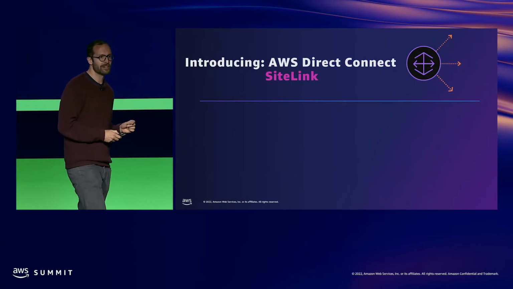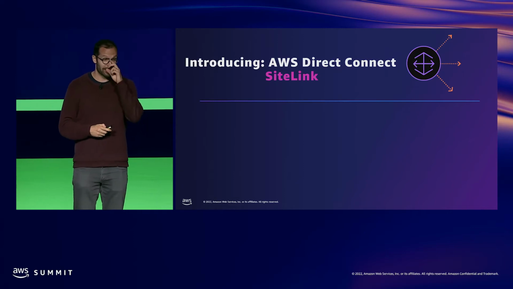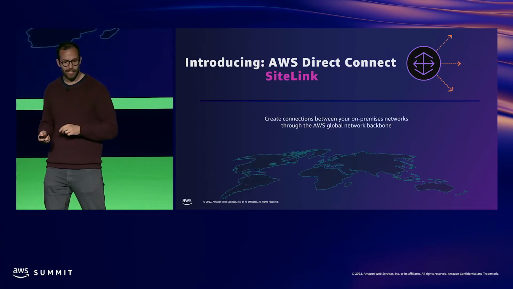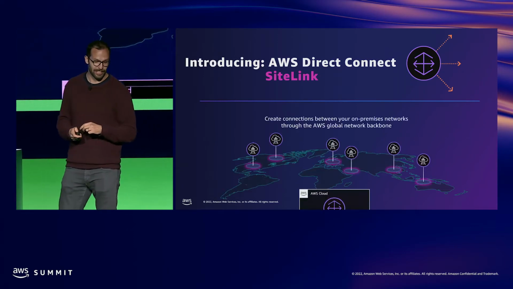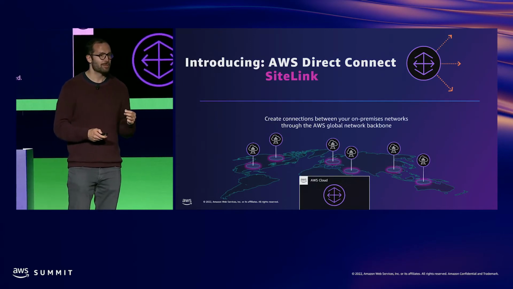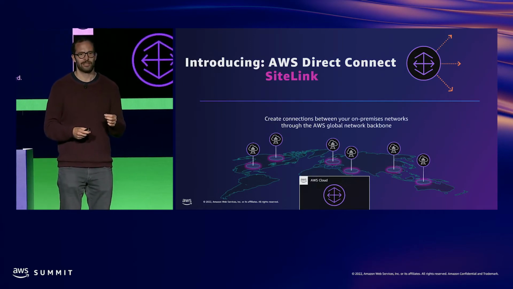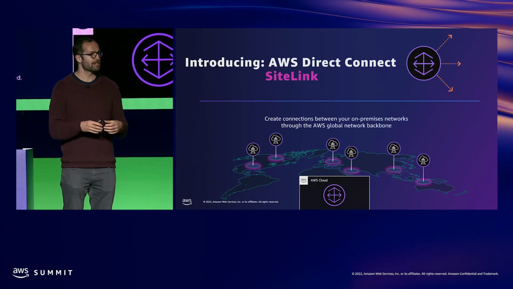Another feature of Direct Connect I want to talk about is Direct Connect Site Link. And this is something that we launched at the end of last year. And it's the ability for you to use Direct Connect to interconnect your on-premise environments without having to go into the region and use any of the region resources.